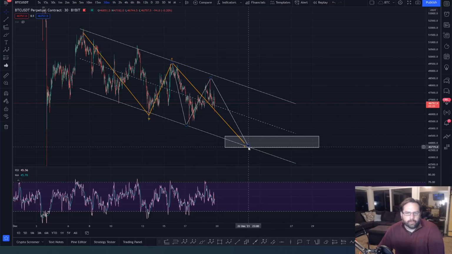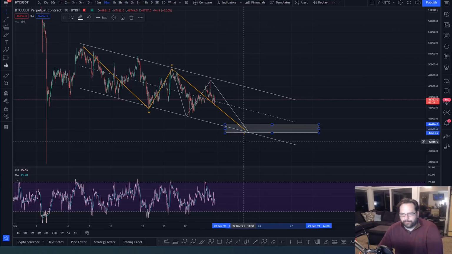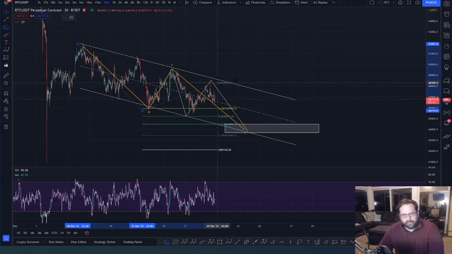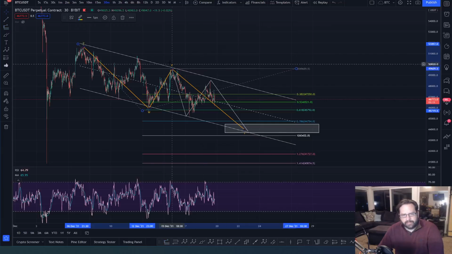Target area somewhere around 43K. We could wick down even lower to the 42 area. This could get lower. If I pull the fibs to find target zones, generally speaking, WXYs like to channel, and we'd stay within this channel maybe, or break out of it to the downside to finish up. Shoot, we could even get down here to 41.7, 42. So it's looking pretty decent, guys, for this to play out.